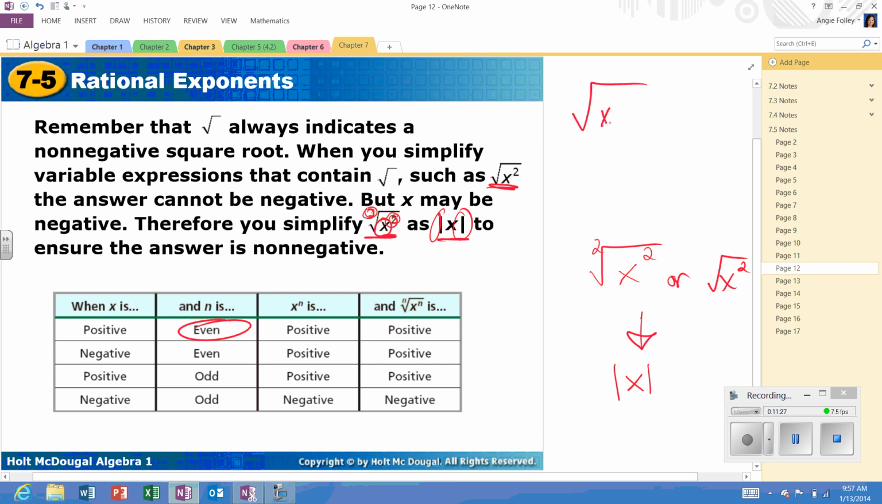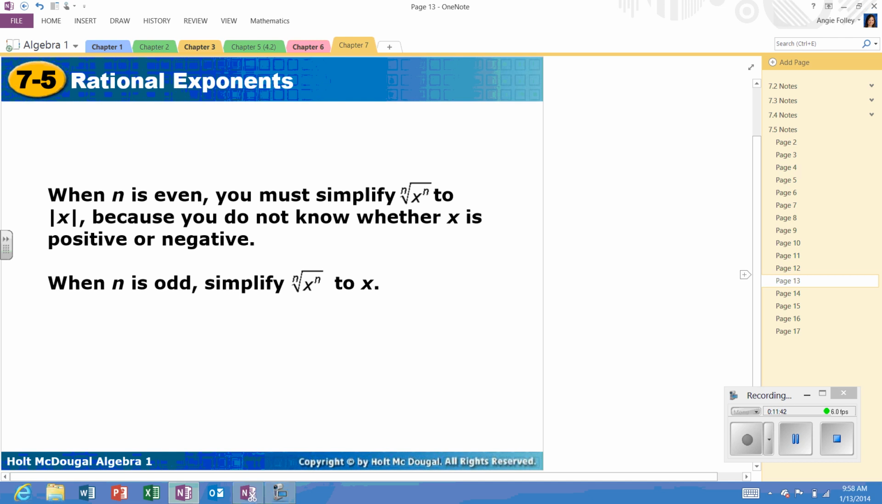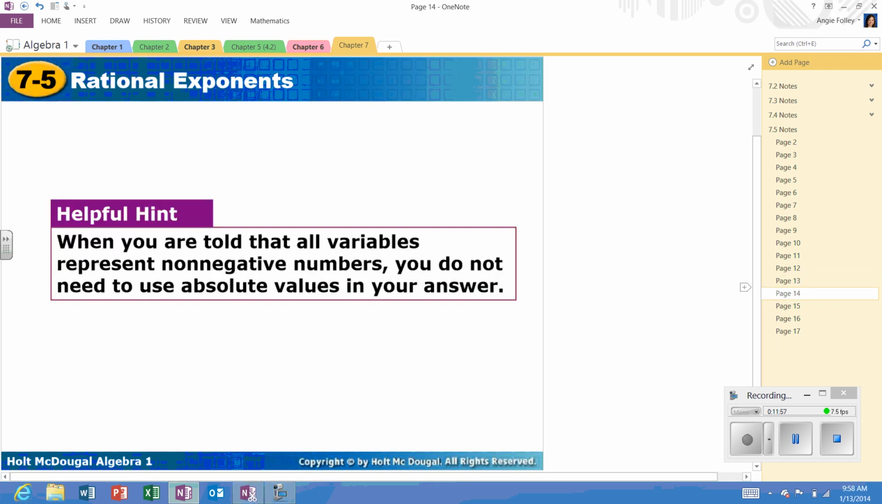If you have this, your answer is just x. Those cancel and it's just x. You don't need the absolute value. So if it's even here and they're the same, that's when you need the absolute values, okay? If n is even, you must simplify it to the absolute value because you don't know if x is positive or negative. If it's odd and they're the same here, all it is is just what's underneath. You don't have to put absolute value signs.